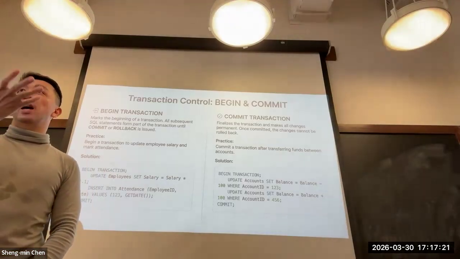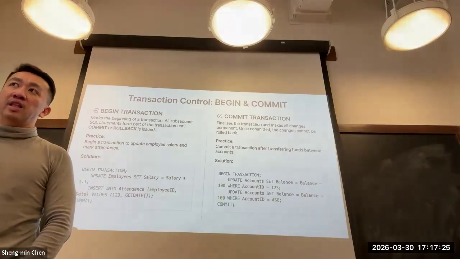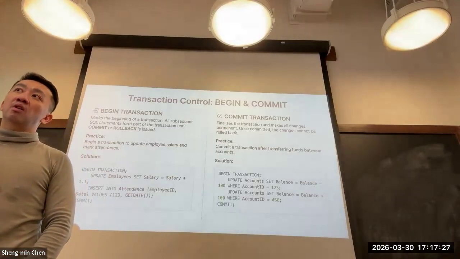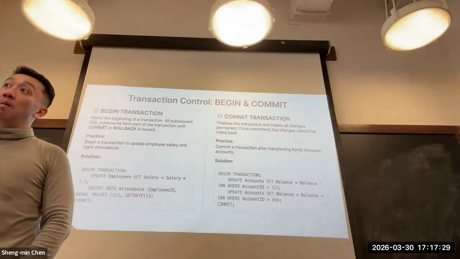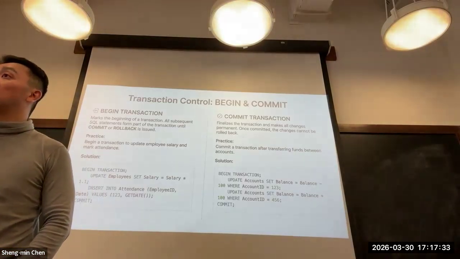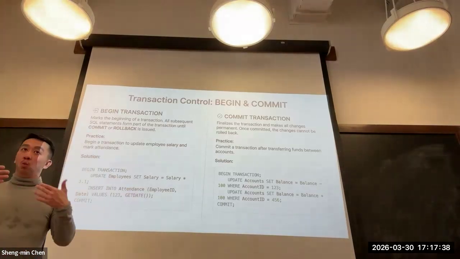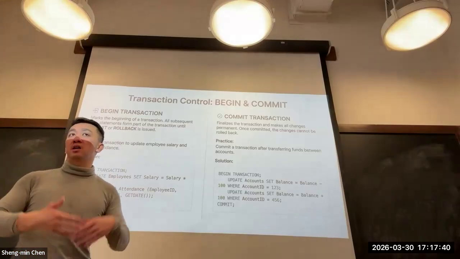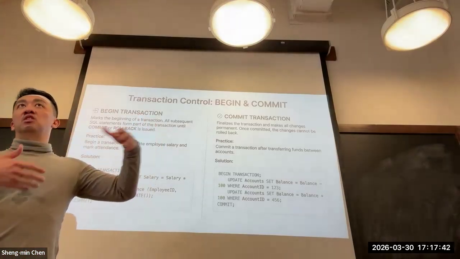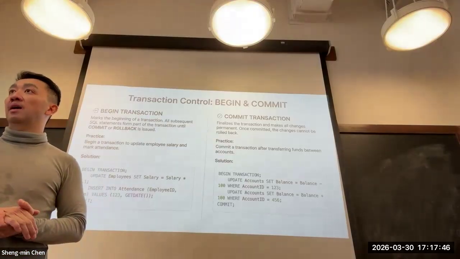For example, if you have an insert, you'll check: is the table's row count now more by one? That type of check you have to do. And with that, you can say, okay, if the check works out, you can commit. If not, then you can roll back.